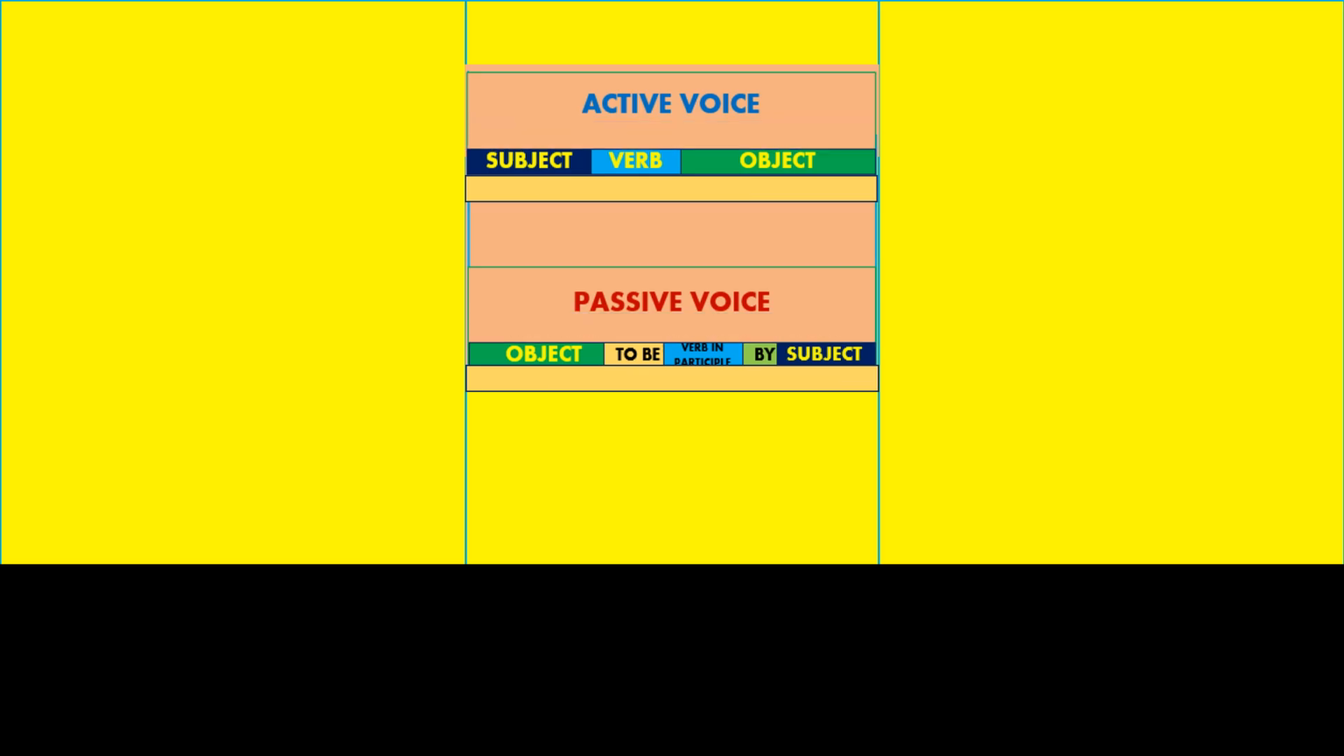Next example. Charlie rides a motorcycle. Passive voice, a motorcycle is ridden by Charlie.